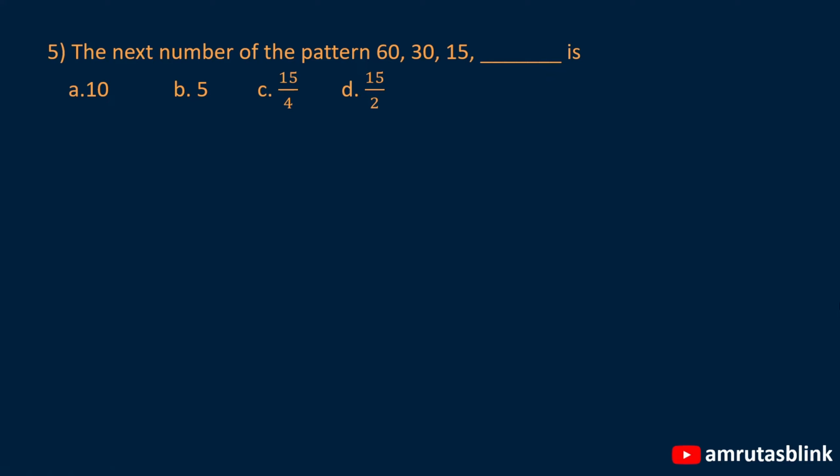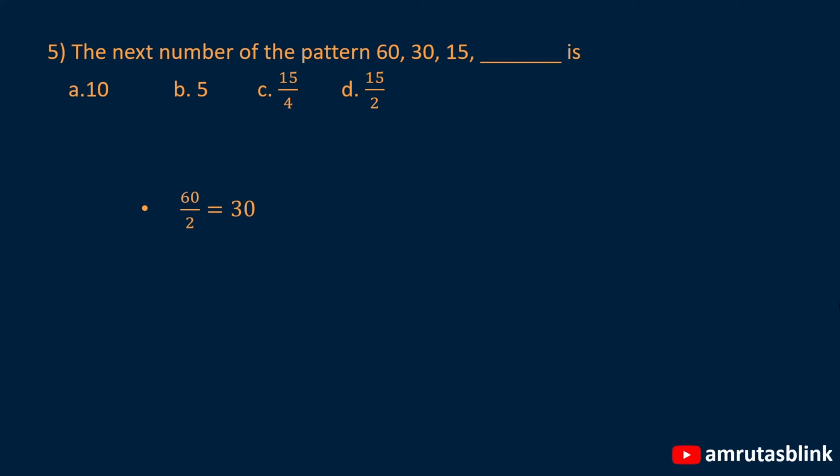The next number of the pattern 60, 30, 15 is. Now here if we observe, the first number is 60, then we have 30, then we have 15. If we observe these numbers carefully, we can identify the relation: the second number in the series is obtained by dividing the first number by 2.